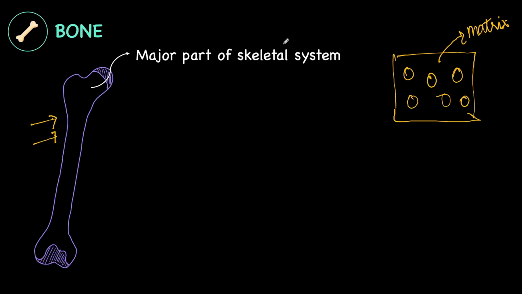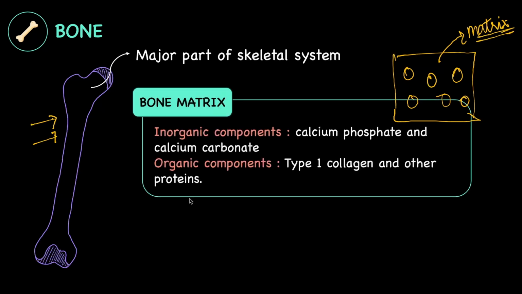But in the case of bones, the matrix is pretty unique because it has inorganic components as well as organic components. The bone matrix includes depositions of calcium salts like calcium phosphate and calcium carbonate that make the bone strong and hard. Along with that, it also has certain organic components like collagen and proteins.